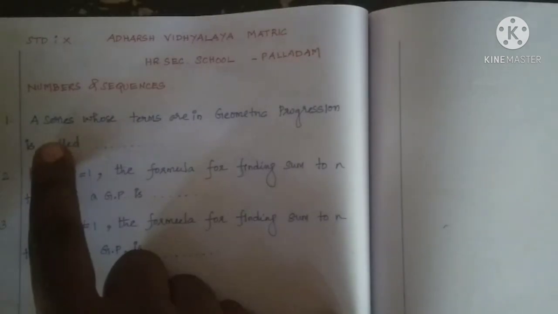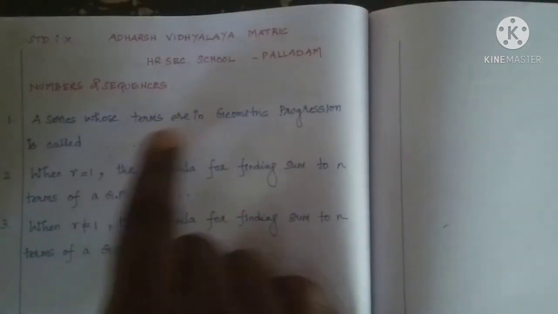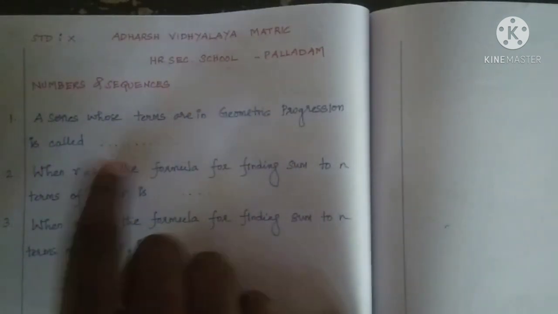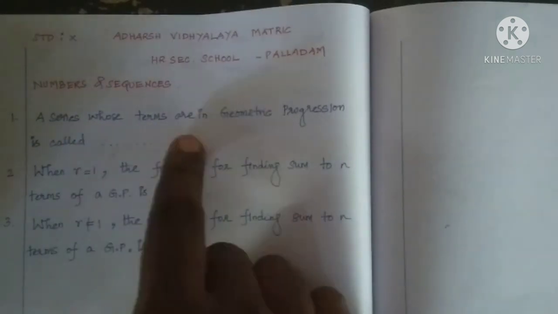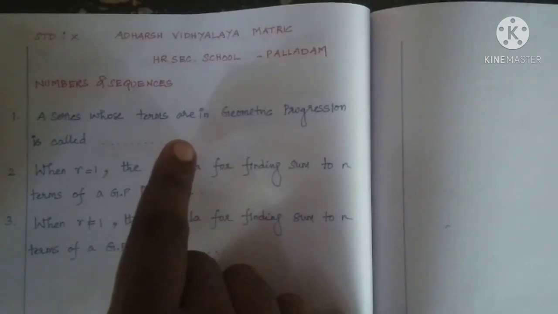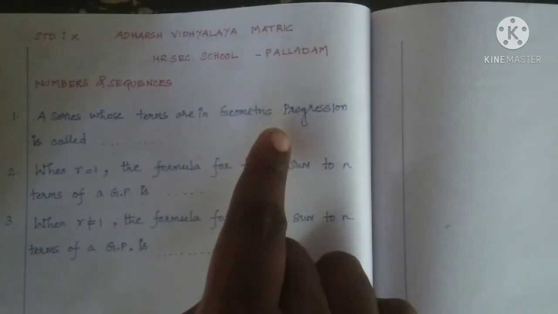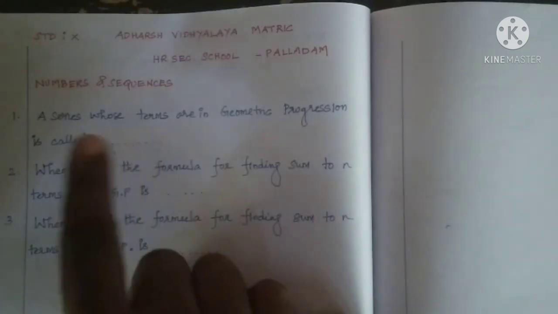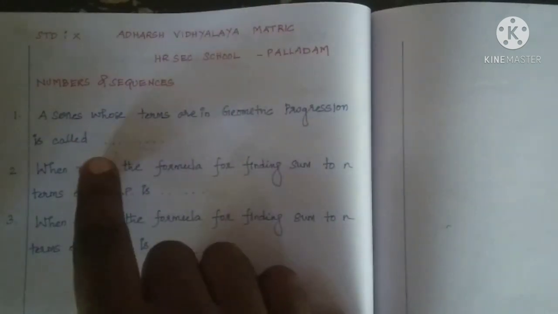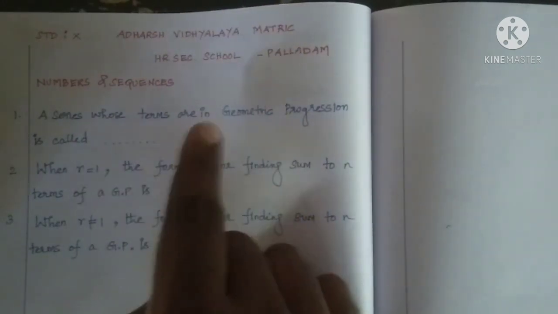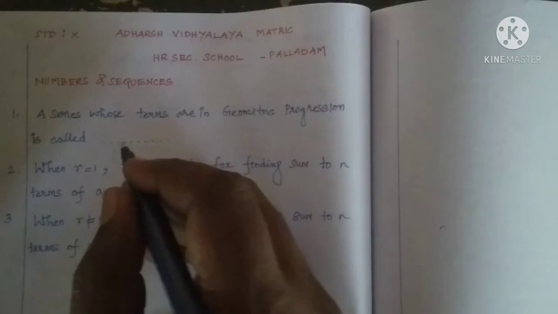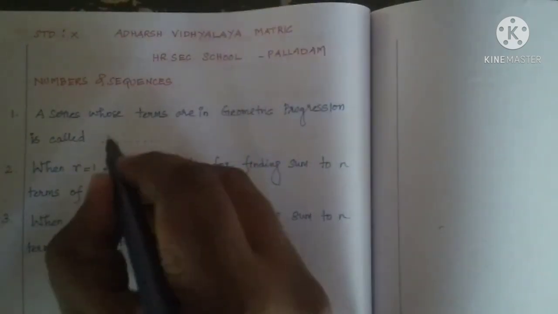Look at the first question. A series whose terms are in geometric progression is called dash. Listen carefully. You know very well that the sum of the progression expression is called a series. So a series whose terms are in geometric progression is called a geometric series. So the answer is geometric series.